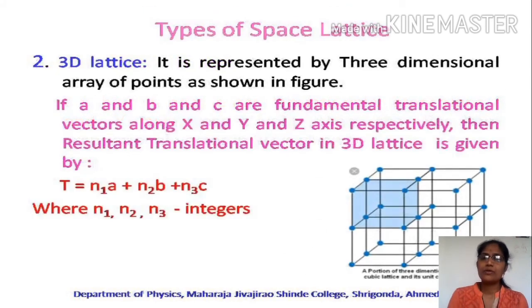In the case of a three-dimensional space lattice, we have to consider three axes, that is x, y and z axis, and the whole crystal structure can be drawn by repeating A n1 times along the x-axis, B n2 times along the y-axis, and C n3 times along the z-axis, where n1, n2 and n3 are integers. Hence, the translational vector in a three-dimensional lattice is given by n1 times A plus n2 times B plus n3 times C.